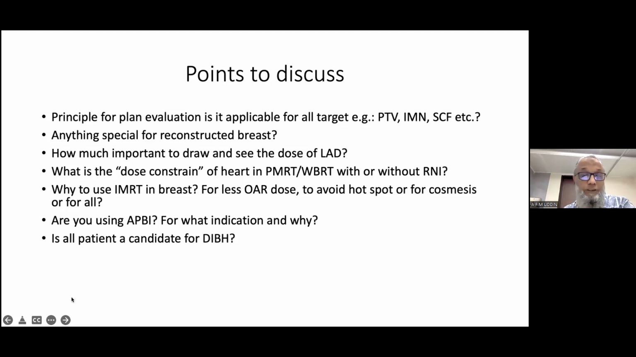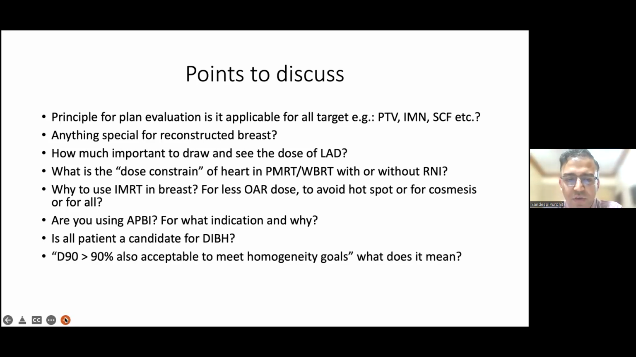So there's a very interesting question: in your center, are you using wing board or breastboard for breast cancer patients? So we are using breastboard. We are using breastboard in our institute. Okay. And yes, sir, there was a statement in your slide, I copied it: D90 more than 90% also acceptable to meet homogeneity goal. What does it mean? Can you please explain for my junior colleagues that D90 more than 90% is also acceptable to meet the homogeneity goals?